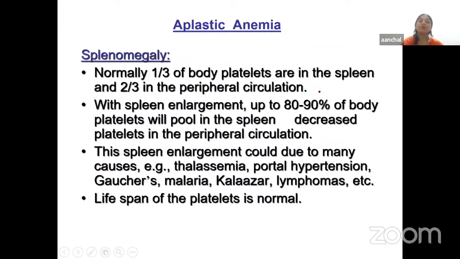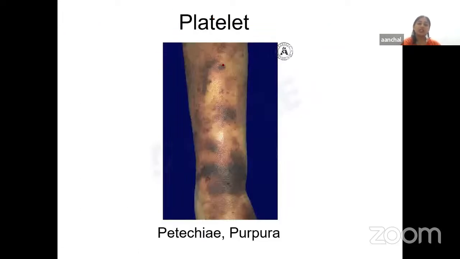Now, what is purpura? As you can see, this condition is known as purpura, in which there is accumulation of blood cells under the skin. So this condition is known as purpura.